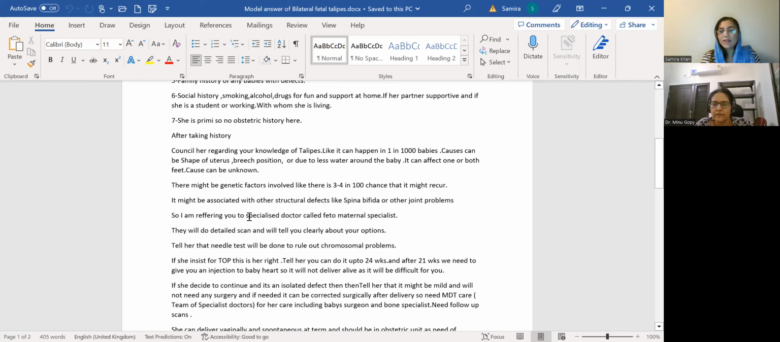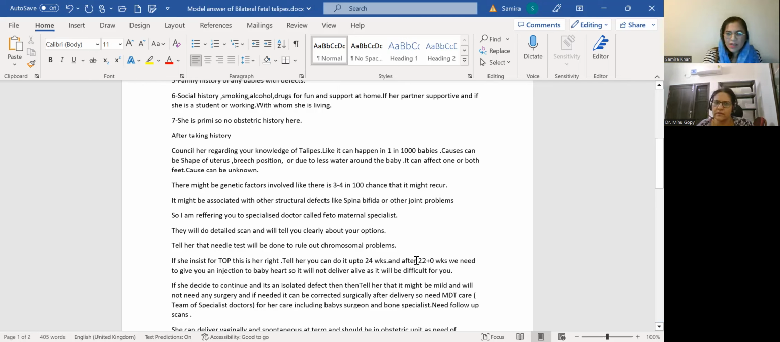So you said that you are referring her to a specialized doctor called a fetal maternal specialist. They will do a detailed scan and will tell you clearly about your options. You told her about the needle test for chromosomal problems. If she insists on termination, and this is her right, she can do it up to 24 weeks. But is it after 21 weeks or 22 weeks that she will need KCL? Yeah, 21 plus 6, after 21, it means starting from 22. 22 plus 0, yes.